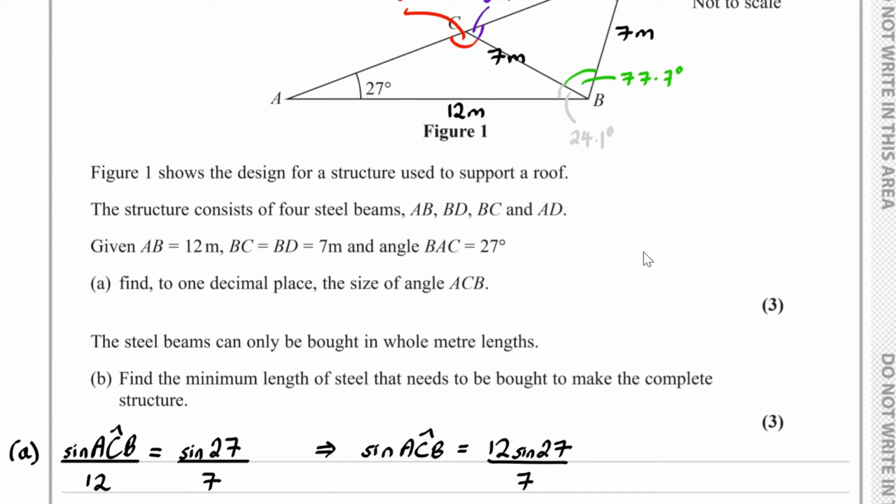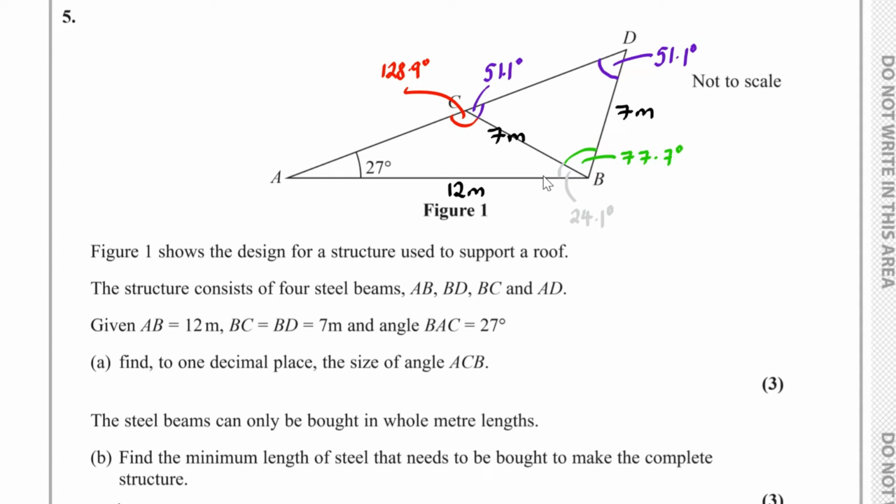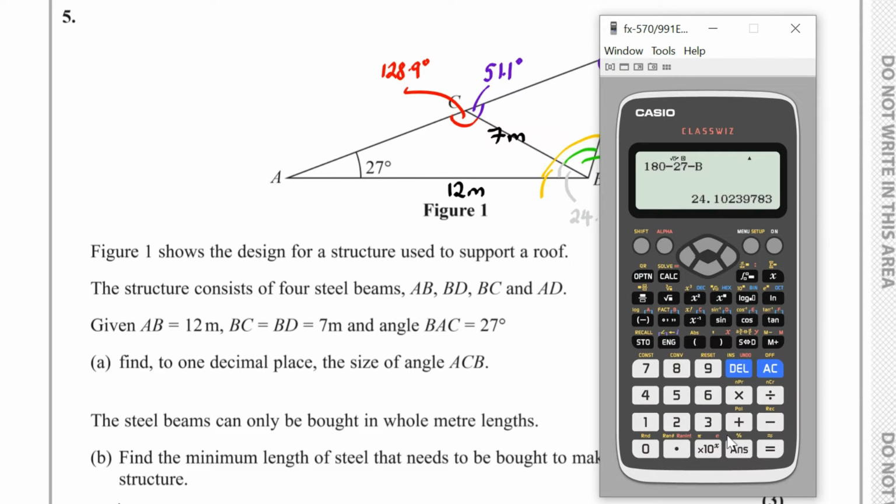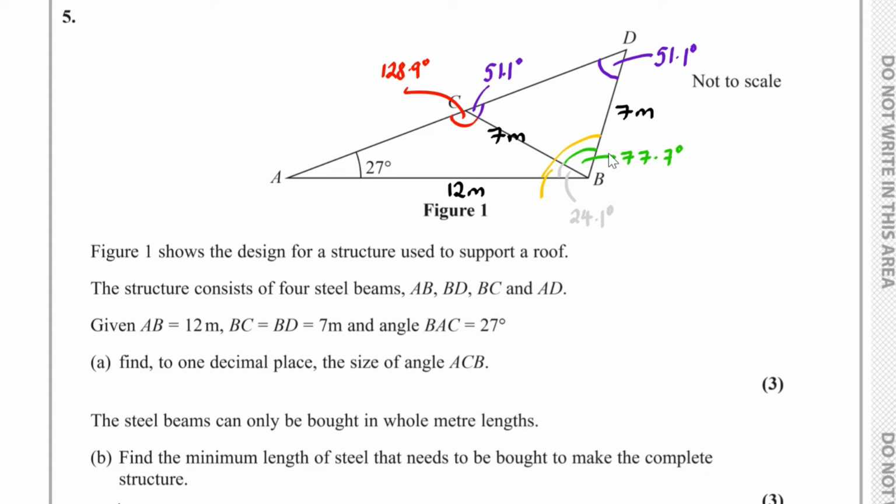And therefore, this total angle, let's add it to the diagram. This total angle will be 77.7, etc. plus this 24.1. So here we're going to add on this C. We get 101.8, etc. And therefore we can use the cosine rule to find out the length AD.